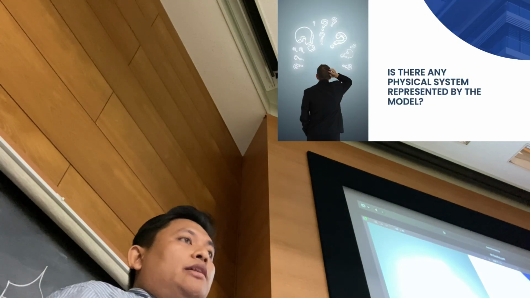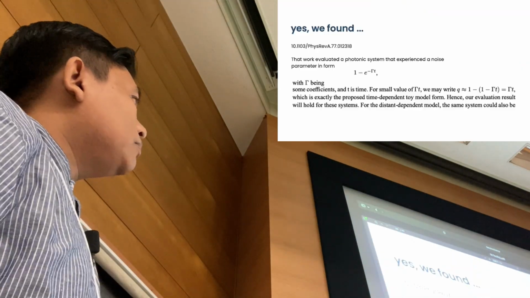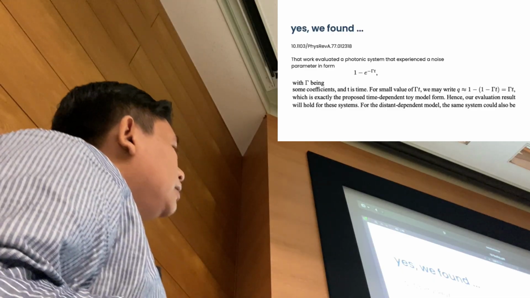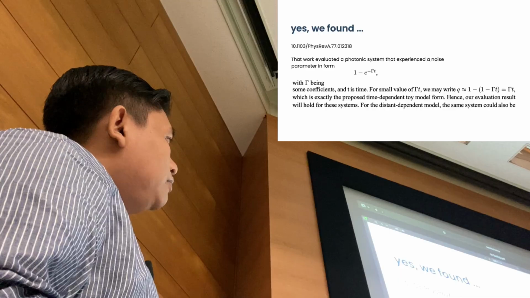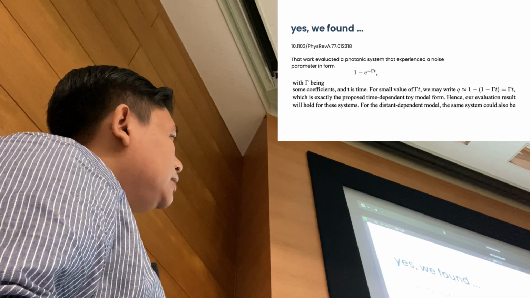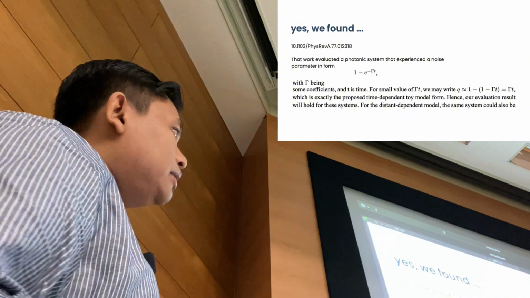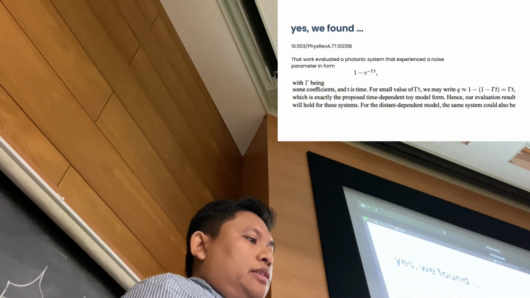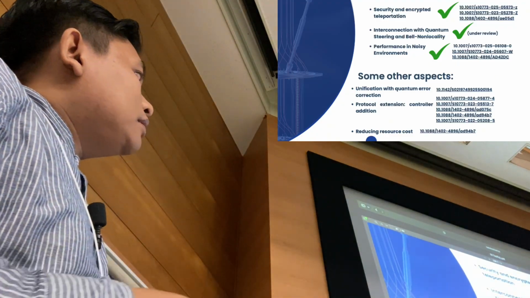And is there any physical system represented by the model? Yes, we found works in Physical Review A. There's a work evaluating a photonic system with a noise parameter like this, in which if big gamma t is quite small, we can approximate it like this, which is our time-dependent model. So the behavior will be observed on that system also. And this is our work supporting the talk.